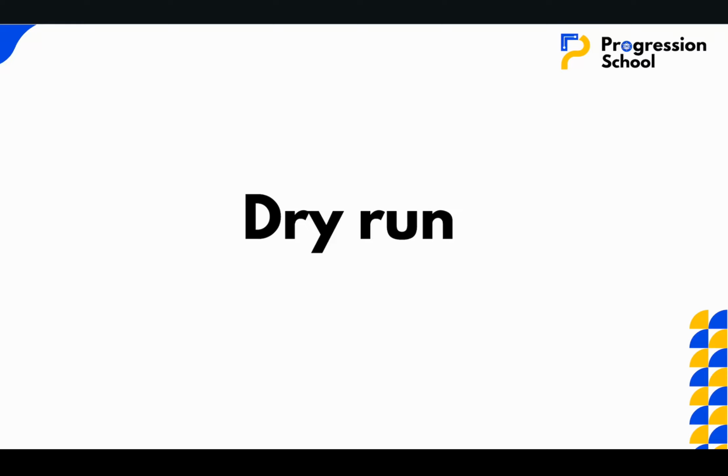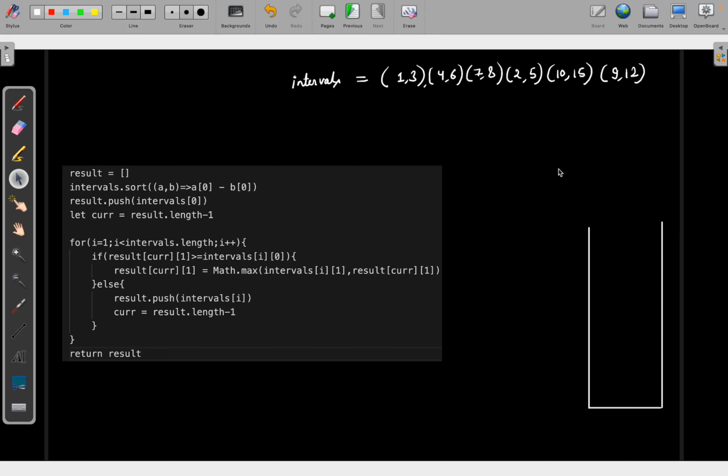In this video, we will see the dry run of the code. Now let's quickly do the dry run of this code. So basically this is the dry run. Okay, so we have one result array. So I will call this stack as my result.